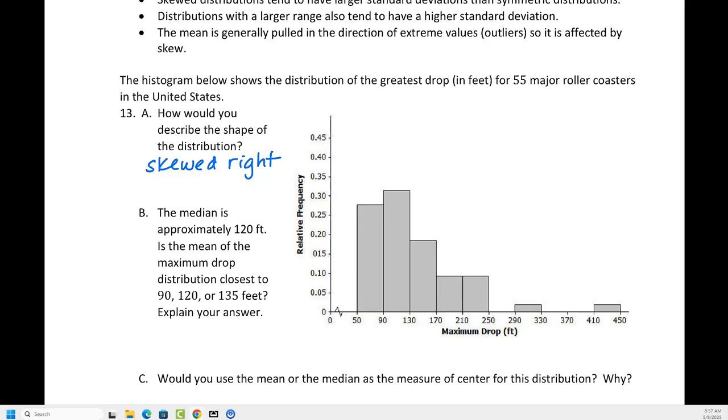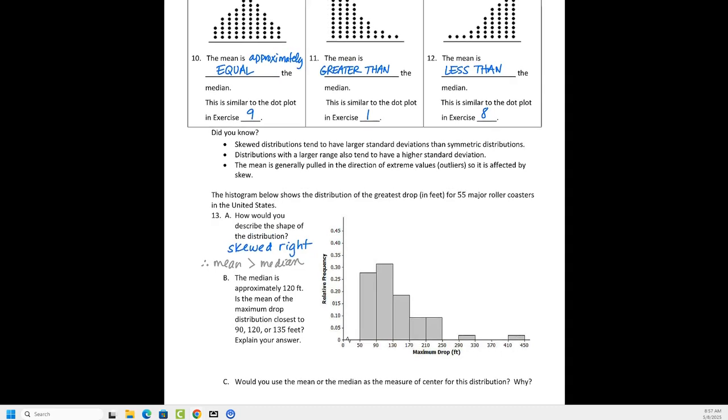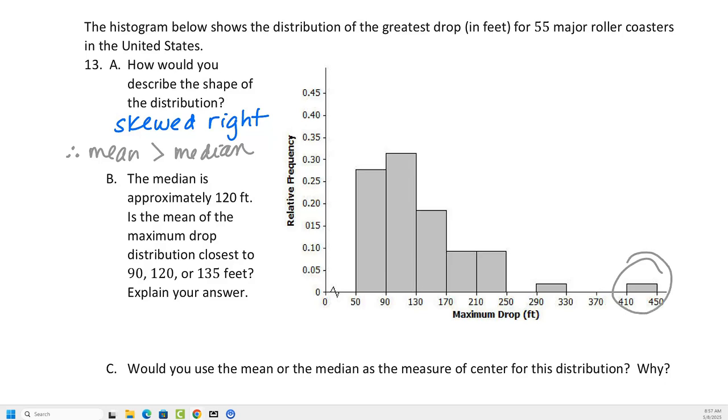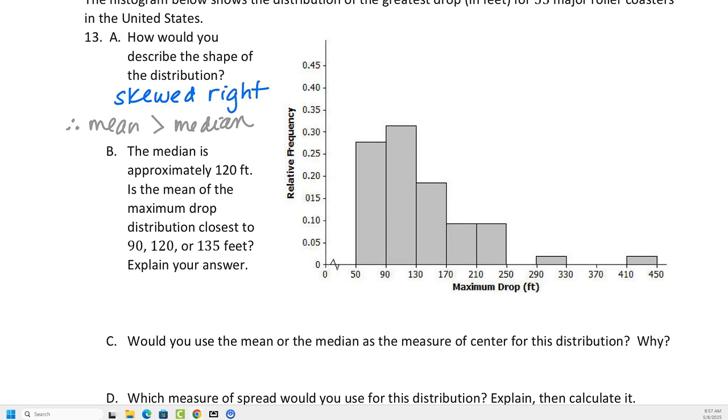So I'll just write a little note here. Therefore, the mean will be greater than the median. Remember, skew affects the mean. This looks like an outlier, and this will pull the mean from where it is in the middle further to the right. The median is approximately 120 feet.